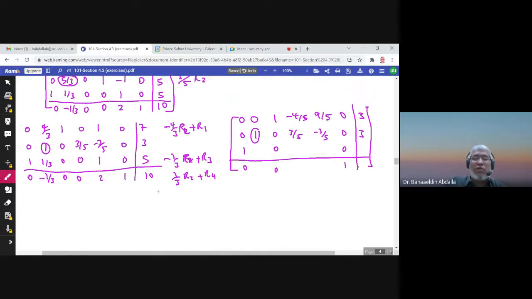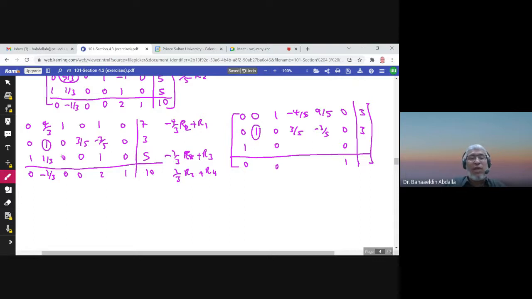Now the third row. Negative 1 over 3 plus 1 over 3 is 0. Negative 1 over 3 times 3 over 5 is negative 1 over 5. Negative 1 over 3 times negative 3 over 5 is 1 over 5 plus 5 over 5. That's 6 over 5. Negative 1 over 3 times 3 is negative 1 plus 5. That's 4. And now the last row.